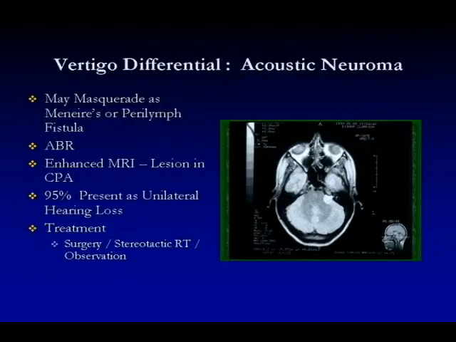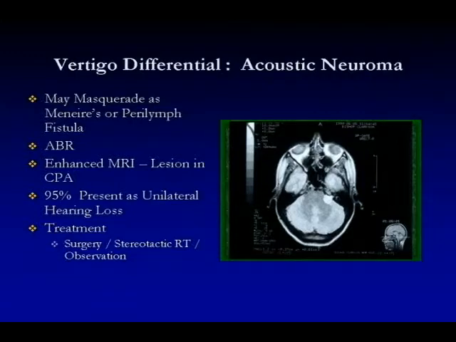Acoustic neuromas do not normally present with balance problems. 95% of my patients have hearing loss. A one-sided, sudden sensorineural hearing loss is, in an ear, nose, and throat office, an acoustic tumor until proved otherwise. It can masquerade as Meniere's, perilymph fistulas, or even a vascular insufficiency, but clearly you don't want to miss it if it's there. ABRs will help diagnose most of them.